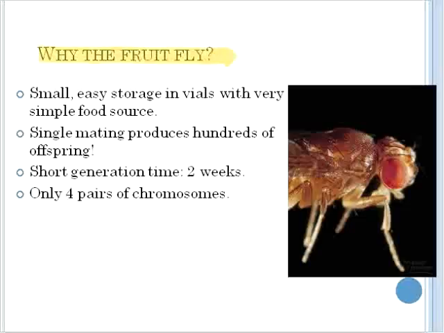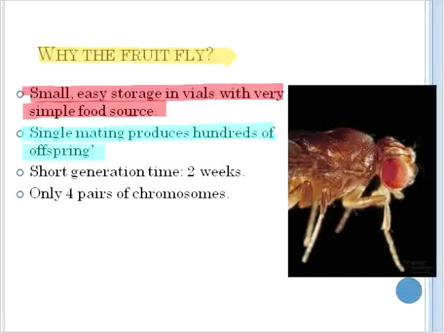Why did he choose the fruit fly? For a number of reasons. Firstly, they were small, easily stored in vials, and have a very simple food source. They're easy to keep and easy to maintain. Secondly, a single mating would produce literally hundreds of offspring, so you had a lot of data collected from a single breeding. Third, they have a short generation time, 2 weeks. And as he was doing experimentation on the chromosomal patterns, the fact that they have only 4 pairs made the analysis much simpler.